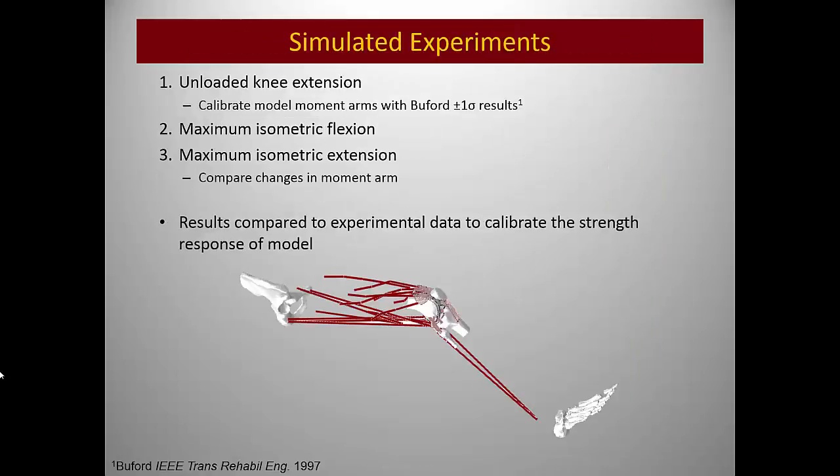To illustrate the difference between a joint laxity response and no joint laxity response, we performed 3 simulations using the musculoskeletal FE model. An unloaded knee extension, which would be used to calibrate moment arms with results from Buford, a maximum isometric flexion task with the knee angles ranging from 5 to 120 degrees of knee flexion, a maximum isometric extension task. The maximum isometric strength tasks were used to compare changes in moment arm geometry, and the results would be compared to experimental data to calibrate the strength response of the model.